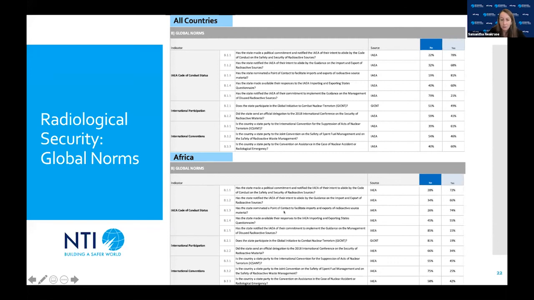You can see below, I'm just going to give an example. If you look at B12, the second row, you'll see that 32% of all countries have not taken that action, and 34% in Africa. So it's a similar gap globally and in the region for some of these.